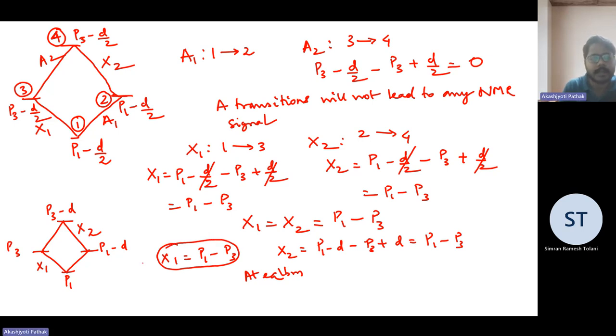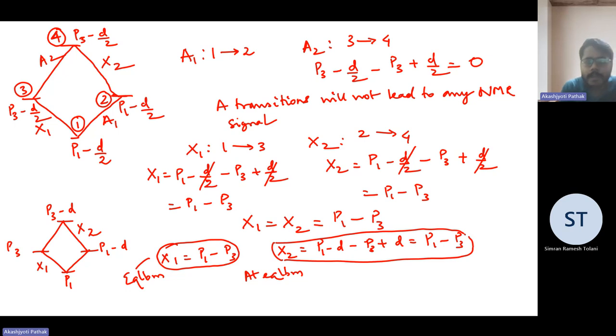This was the equilibrium condition, and here X2 is equal to, this is equilibrium. So that is P1 minus P3. And when the nuclear system is perturbed, here also we are seeing that the population difference is P1 minus P3. So when we compare the signal that we get in the equilibrium condition and when we perturb the nuclear system, then we won't see any difference in the nuclear signals.